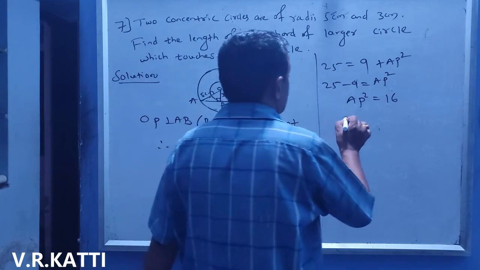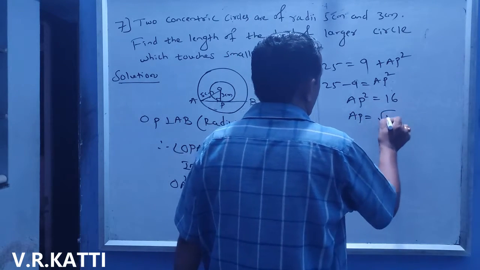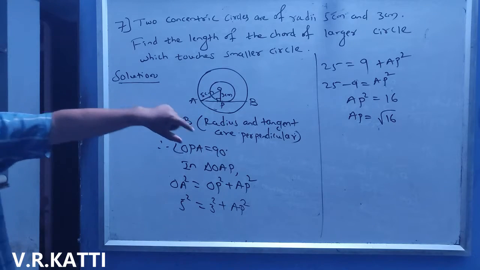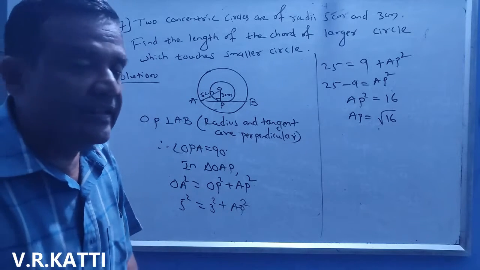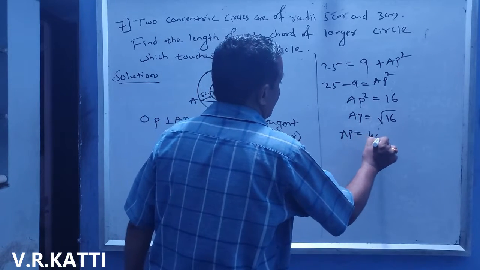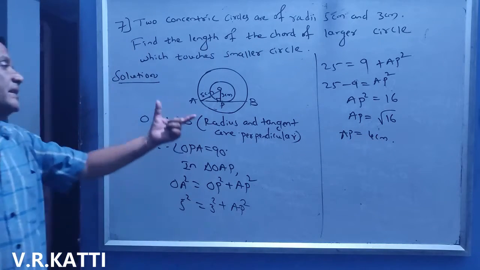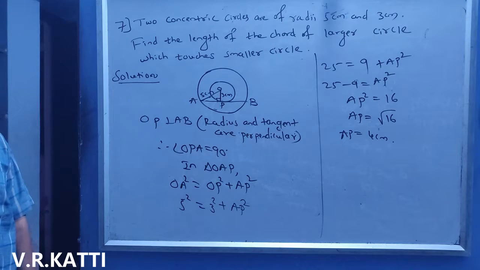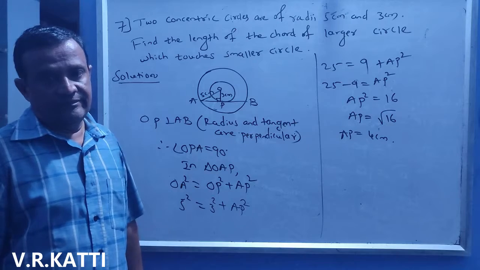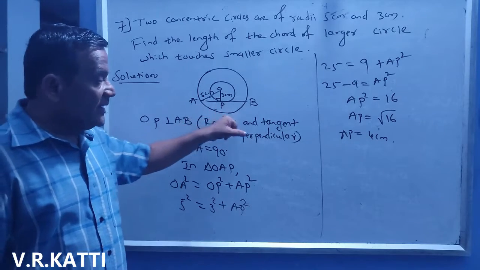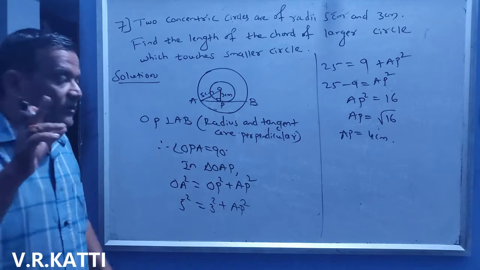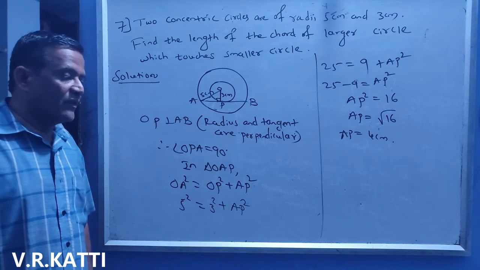So AP equals root 16. Take away the square, it becomes square root 16. 16 is the square of 4, so AP is 4 centimeter. And he asked to find the chord AB. We need to find the chord AB.